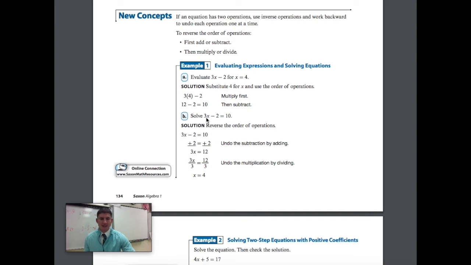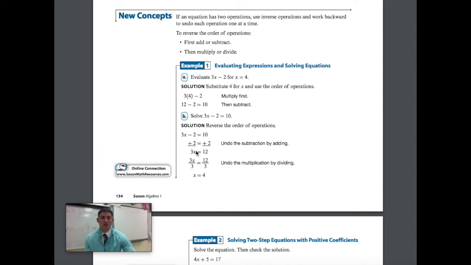In letter B, it says solve 3x minus 2 equals 10. This time, reverse the order of operations. Here, you have 3x minus 2, so the two operations are 3 times x and then minus 2. The easiest of those would be to add or subtract, and the opposite of minus 2 is to add 2. What you do to one side, you do to the other side, plus 2 to this side. The minus 2 and plus 2 cancel out, and 10 plus 2 on this side is 12. So you get a new equation of 3x equals 12.